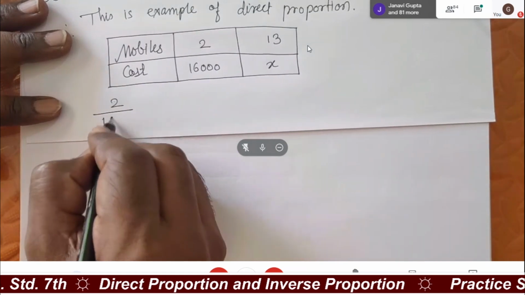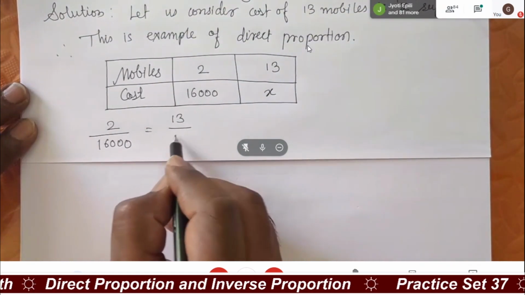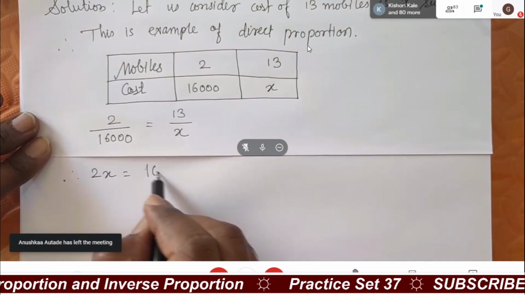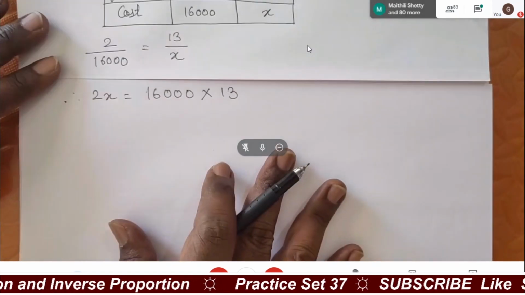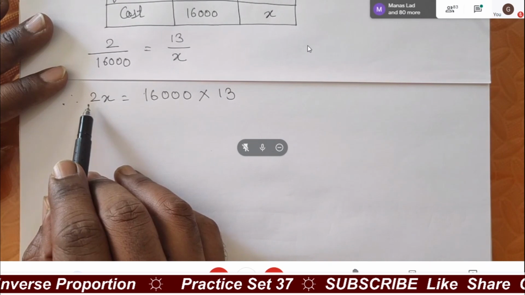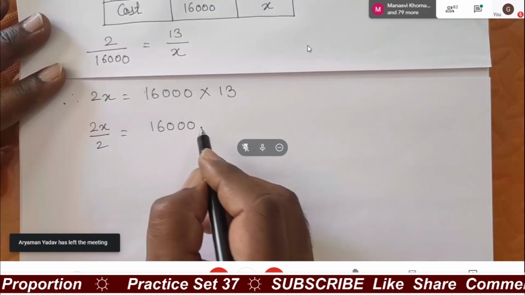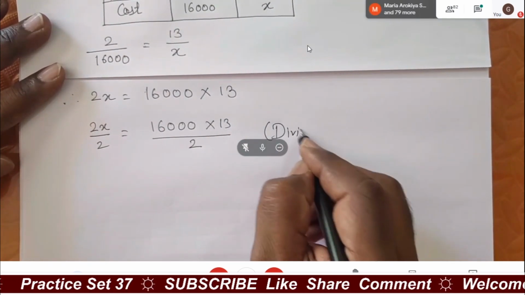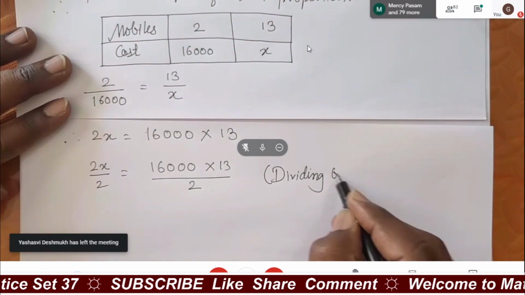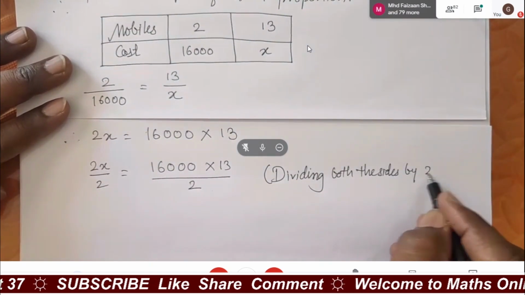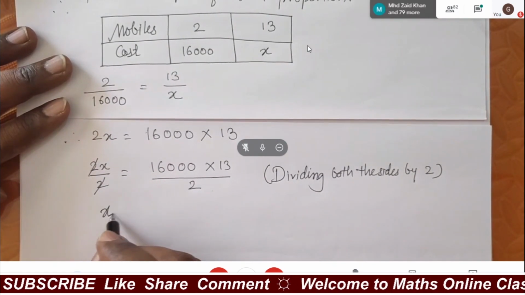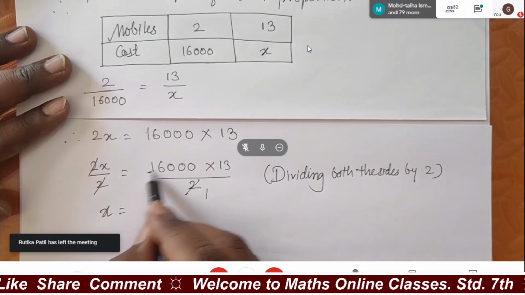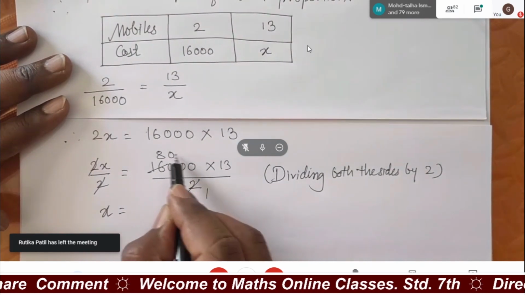Take these numbers in the form of fraction. 2 upon 16,000 equals 13 upon X. We will do cross multiplication. 2 into X, 2x equals 16,000 into 13. We have to divide both the sides by 2. So 2x upon 2 is equal to 16,000 multiplied by 13 upon 2. Dividing both the sides by 2. These 2 will get cancelled. X equals, we can divide 16,000 by 2. 2 ones are 2, 2 eights are 16, 3 zeros as it is.